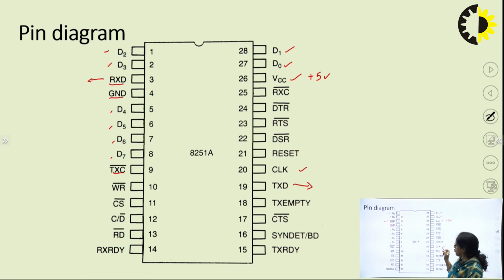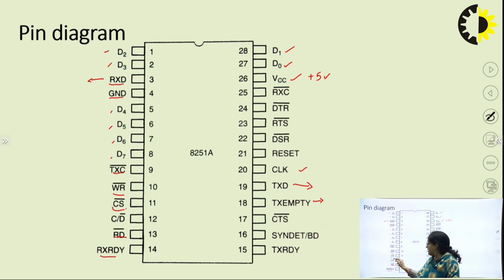Then we have some control signals which tell whether the transmitter buffer is empty or the receiver is ready. Read and write signals are used for writing data into this 8251 IC, or reading data, that is the control word register, if the microprocessor wants to read. So the read and write signals are used by the processor to communicate with this 8251.